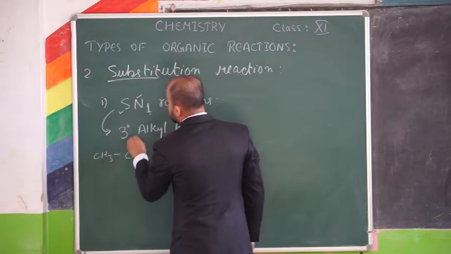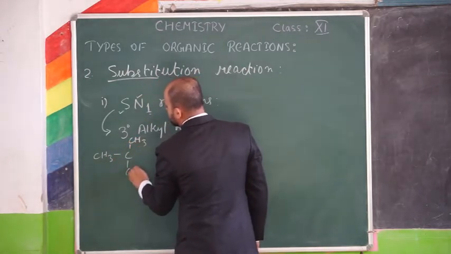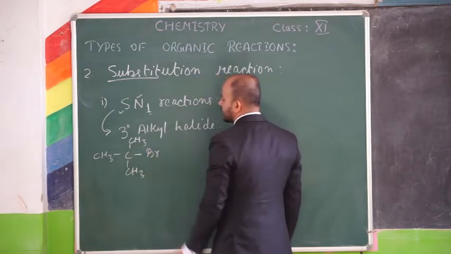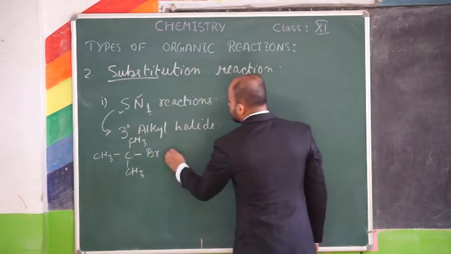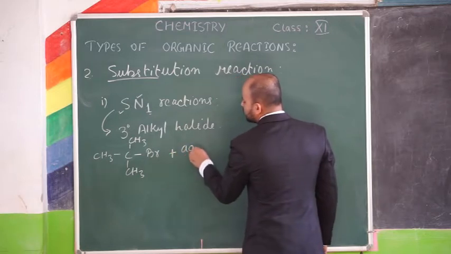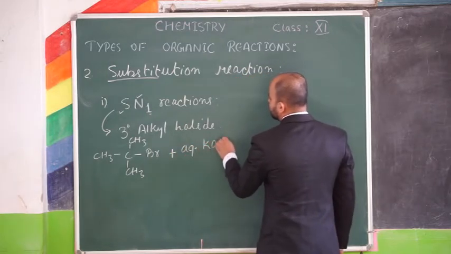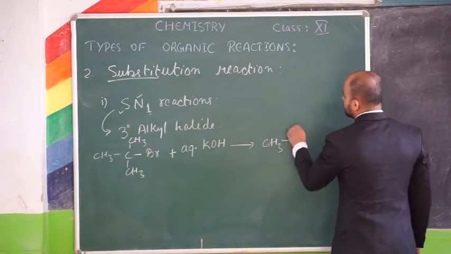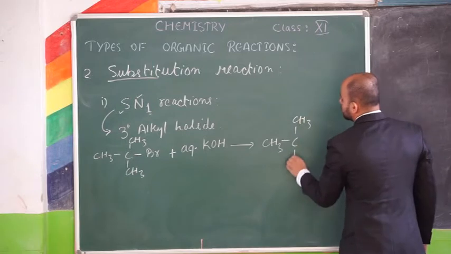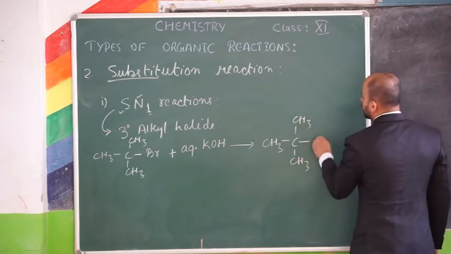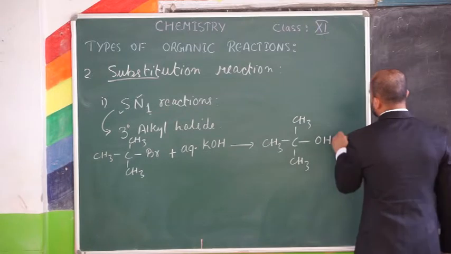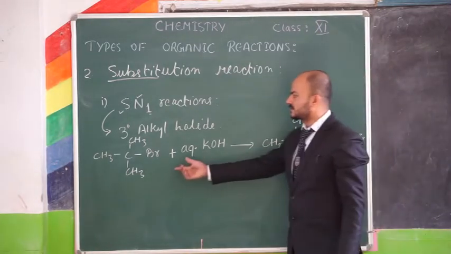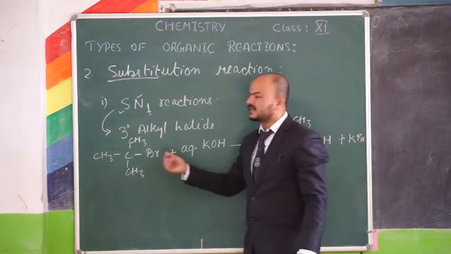CH3, C, CH3, CH3, and Br, an alkyl halide. Whenever it is treated with aqueous KOH, and please remember this is aqueous KOH, substitution reaction takes place, and the product obtained is CH3, C, CH3, CH3 and OH. The byproduct that we get is KBr. So this is the substitution reaction taking place in a third degree alkyl halide.